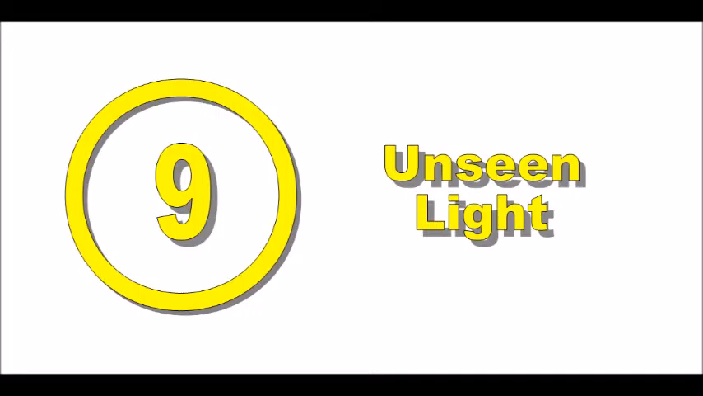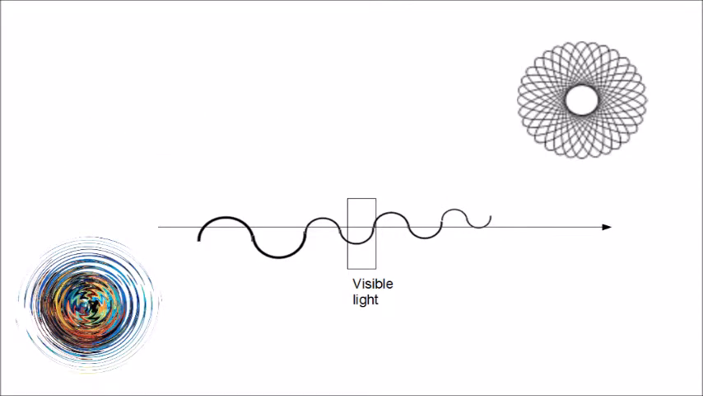Number 9 is light that you can't see. Most of the electromagnetic spectrum is completely invisible to the human eye. Things like infrared light and ultraviolet light and X-rays and radio waves are all invisible.